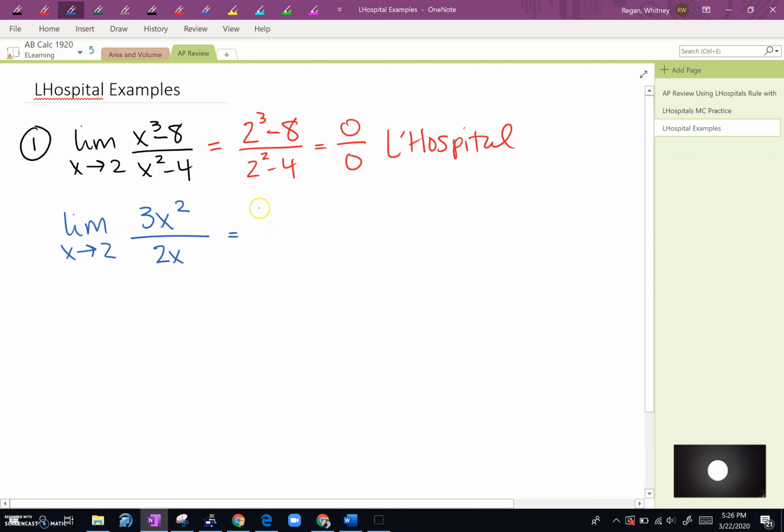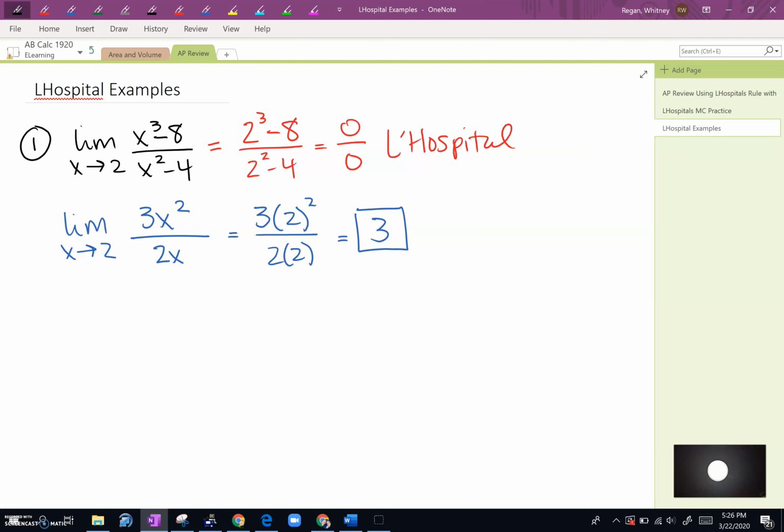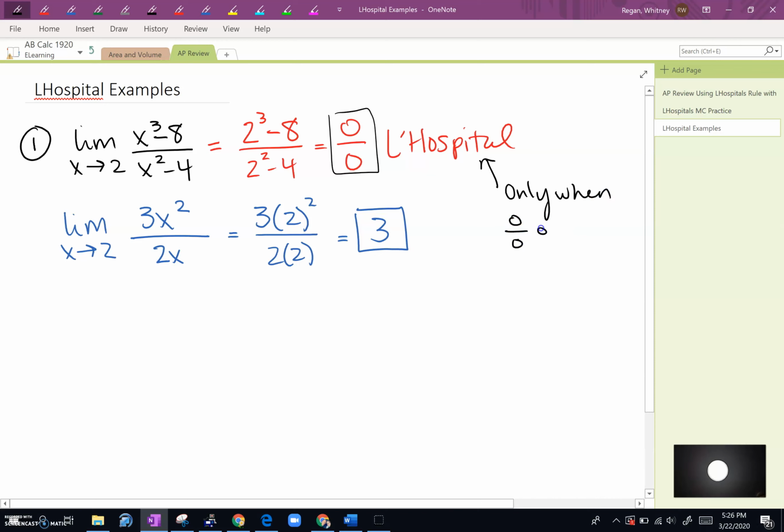When we do that, then we can actually plug in 2 again. So 2 squared, 2 times 2, and we end up getting 3. So the limit existed all along. It just kind of looked like it wasn't going to because of that indeterminate form that we got, 0 over 0. So we can only use L'Hopital when you have 0 over 0 or infinity over infinity. Only those two actually work for us.